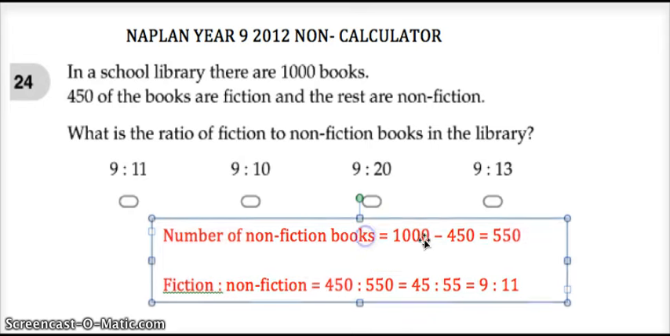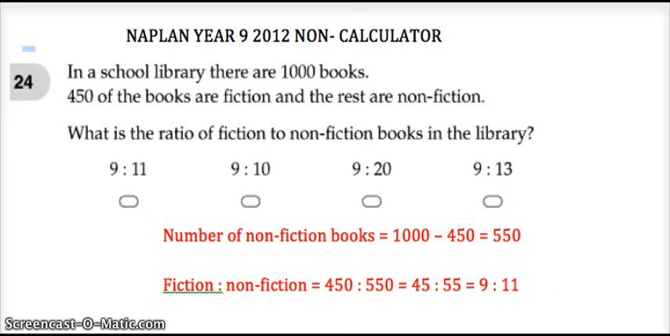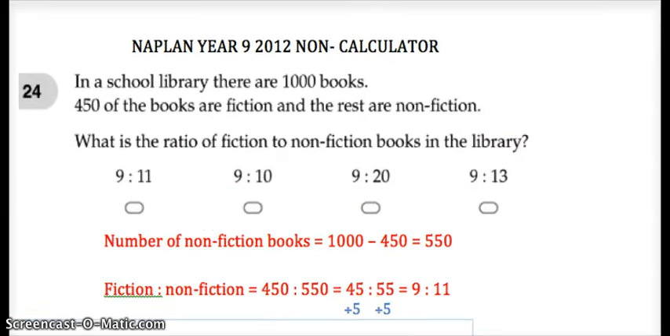Now we need to simplify that ratio. And what we can do, we notice that we've got a 0 on the end of each of these, or you could actually divide both these numbers by 10. So 450 divided by 10 is 45. 550 divided by 10 is 55. Now we notice that both 45 and 55 can both be divided by 5. And so 45 divided by 5 is 9, and 55 divided by 5 is 11. So therefore the ratio of fiction to non-fiction is 9 to 11.